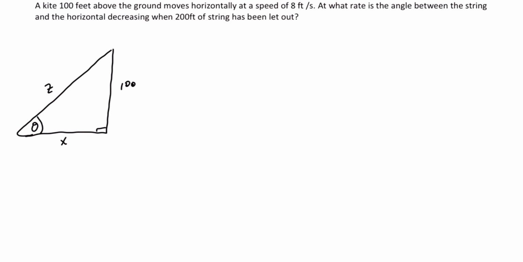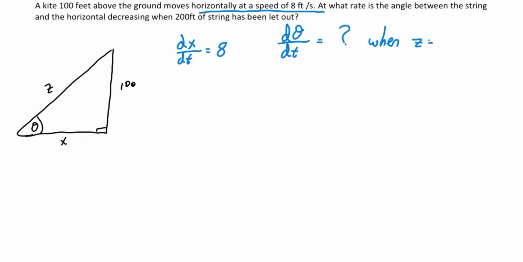Other information that we are given, we know that the horizontal speed is changing at 8 feet per second. That is dx/dt = 8. d theta/dt is what we're looking for, specifically when the string, or z, is 200 feet long.